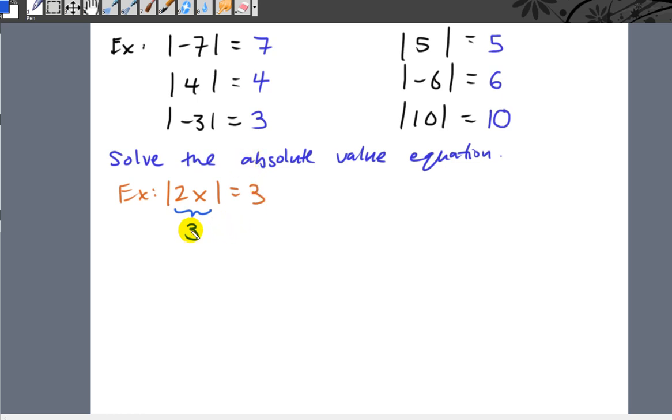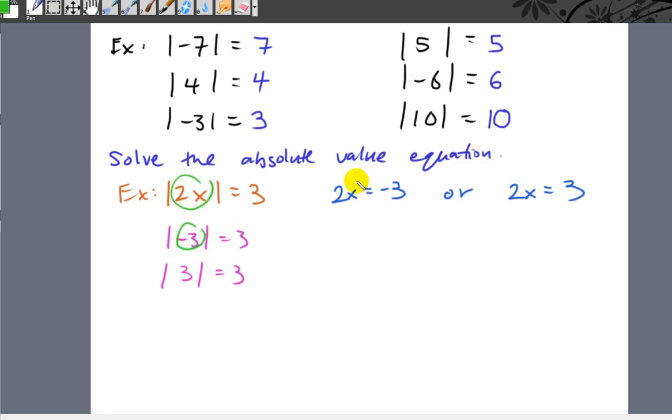What this implies is we need to make two equations: 2x equals -3 or 2x equals 3. Because the absolute value of -3 is 3 and the absolute value of 3 is 3. What we're doing is setting the inside equal to each of these values. All we have to do to solve this absolute value equation is solve for x. Very easy. Divide by 2.